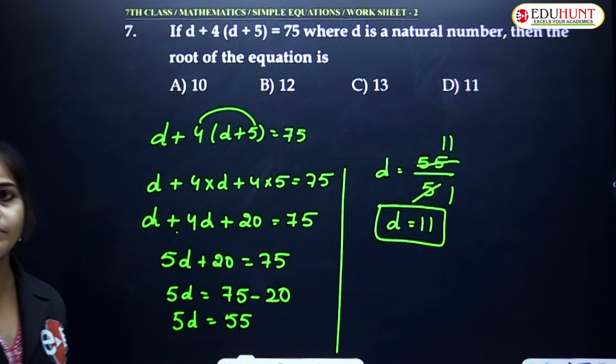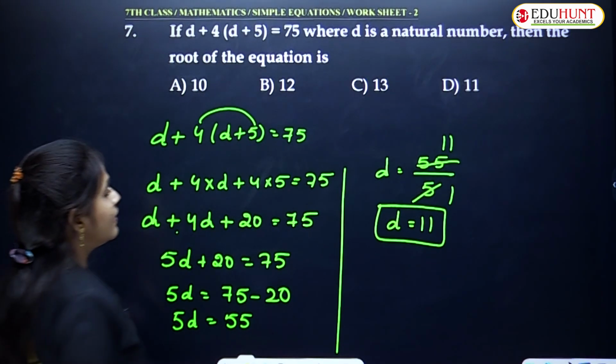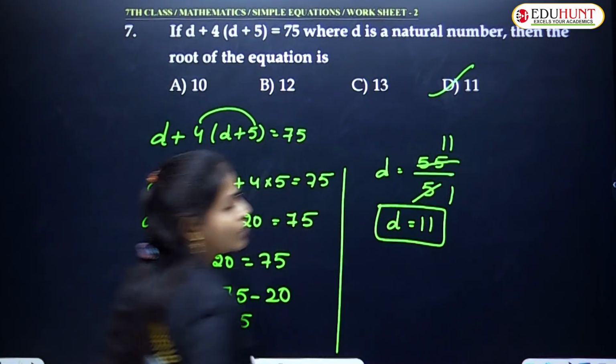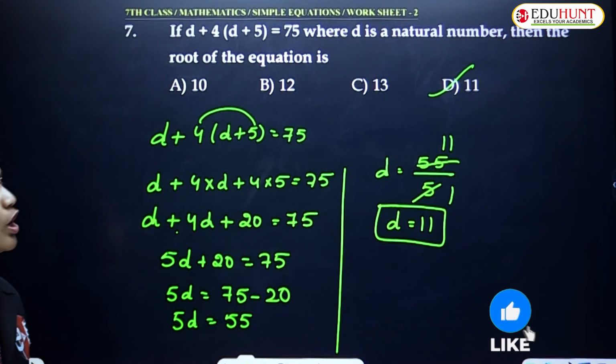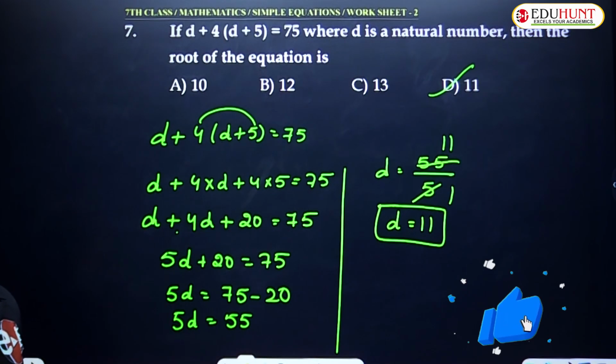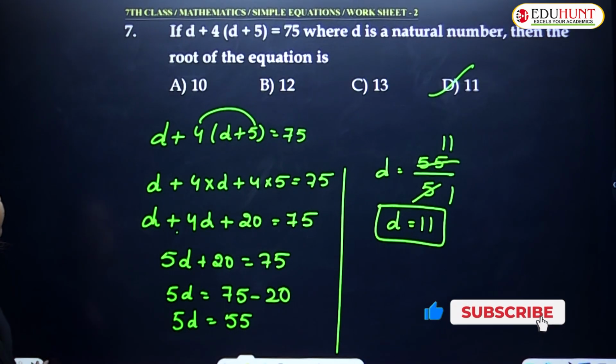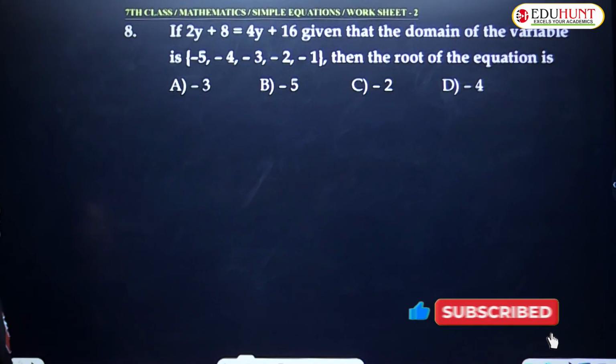Then what is the root of this equation, ma? That is 11. Okay. Which option is satisfying? Option D is satisfying. Okay. Yes. Next, 8th question. What is that?